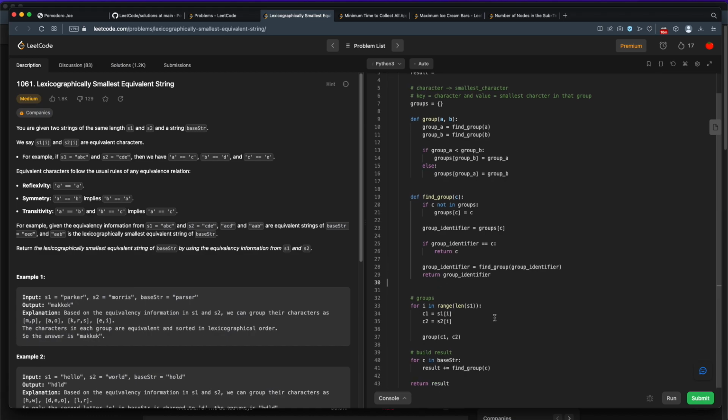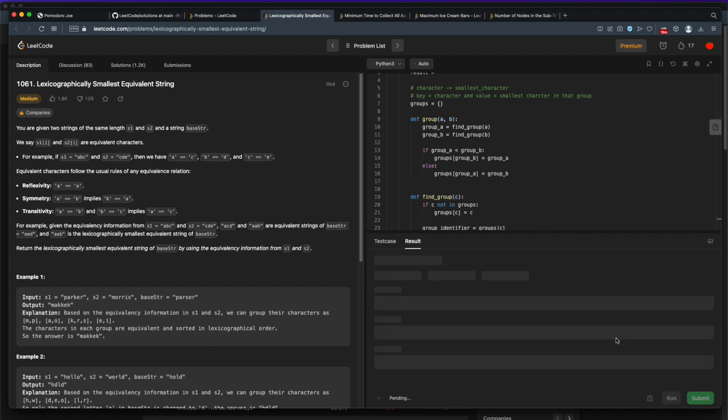So we have a little bit of time before we run this. Actually, we're running low on time. So this actually should handle everything. We have a way of grouping characters together. We have a way of finding the smallest character in our particular group. And we have our replacement algorithm for replacing all the characters in the base string with the smallest character in that group. Let's give this a shot and see if this works.